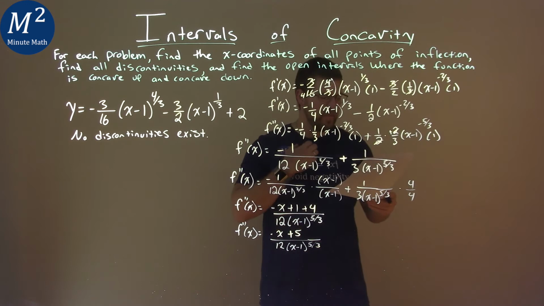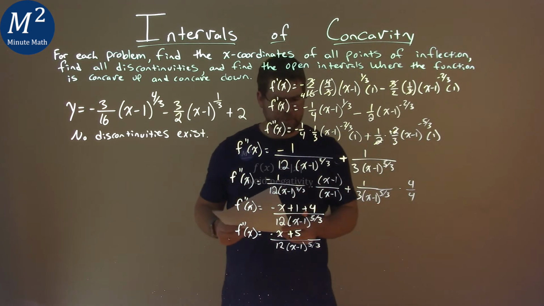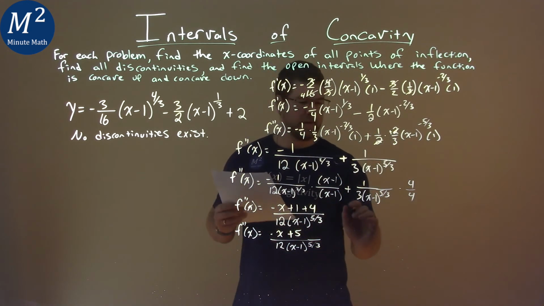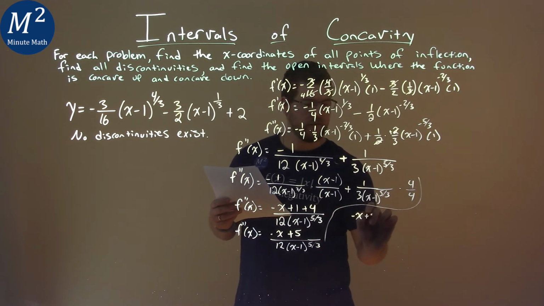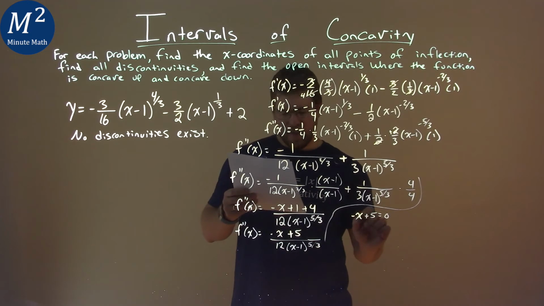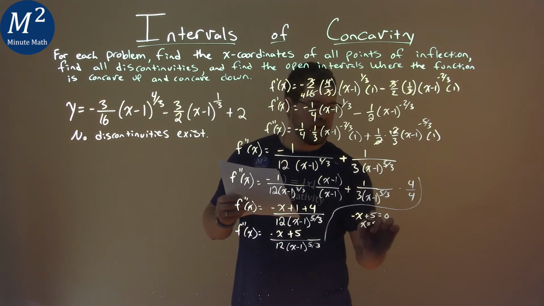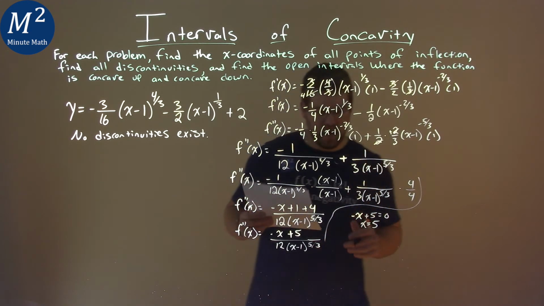Let's go find points of interest here, critical points here. So negative x plus 5, I'm going to set that numerator equal to 0. Negative x plus 5 equals 0, and that comes out to be, well, x equals a positive 5. What about the denominator?